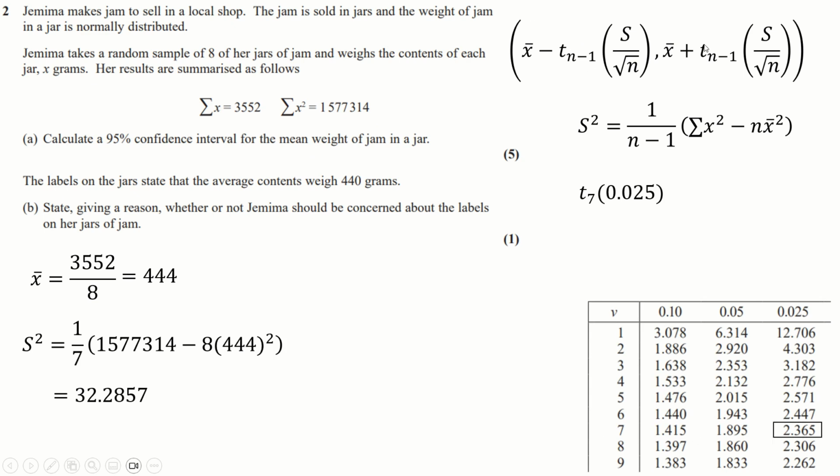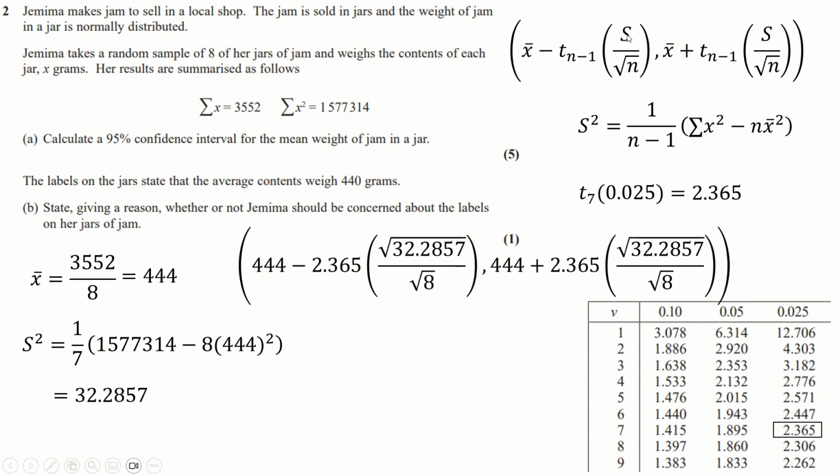So we've got everything we need now. I think we've got x bar minus the t value, which is this, times the root of that there over root 8, and then the same thing but with a plus here, and we'll get our interval there.